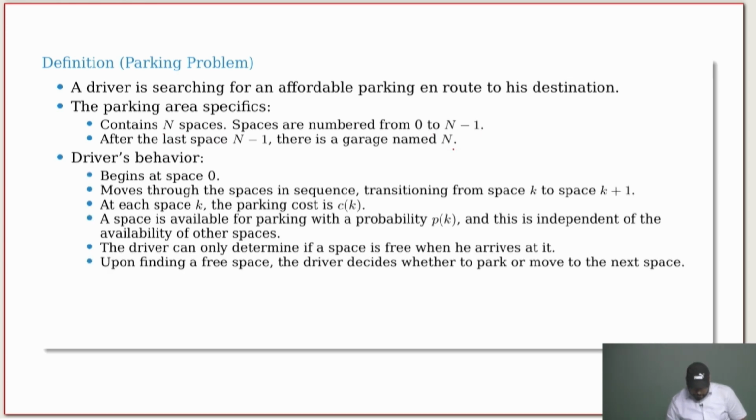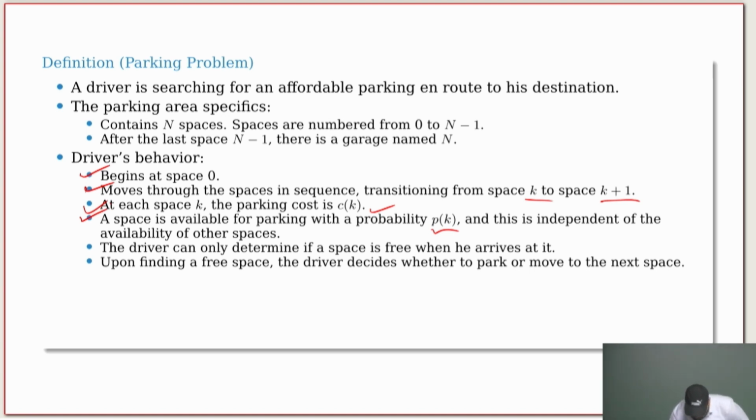The driver begins at space 0 and moves through the spaces in sequence, going from k to k plus 1. At each space k, the parking cost is ck. So if he wants to park at stage k, then the cost will be ck. A space is available for parking with probability pk. So this is the probability of whether the space is free or not.